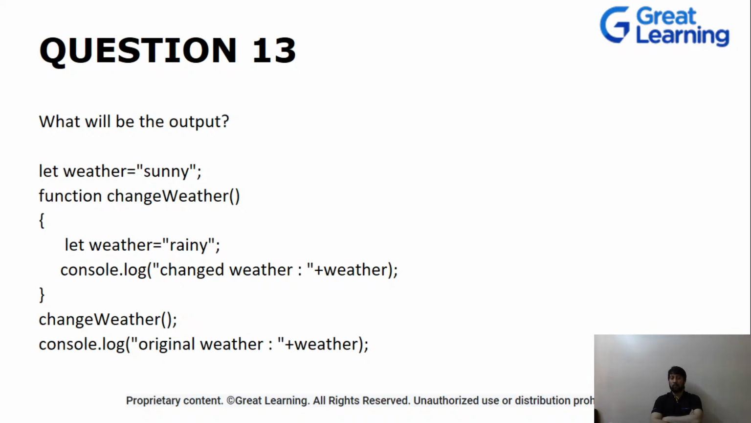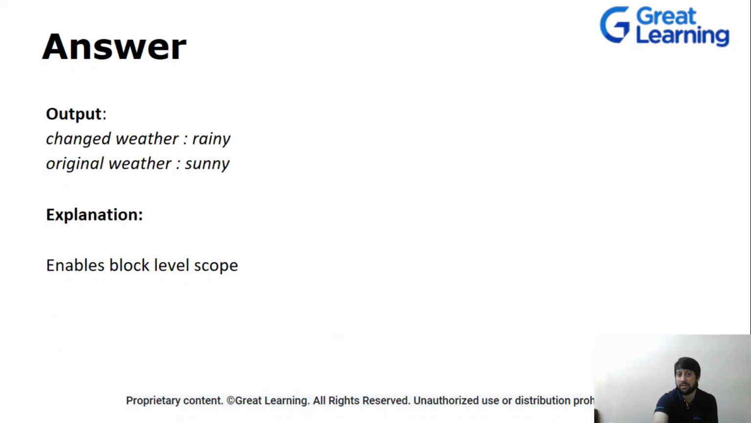So what will be the output in this case? I haven't given you the options because options will reveal the answer. So that is why you need to write the answer in the chat quickly, guys. In this case, the answer will be the changed weather is rainy and the original weather is sunny.